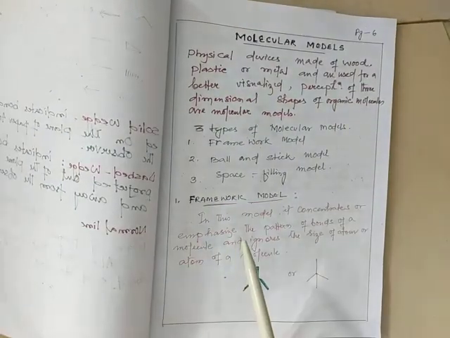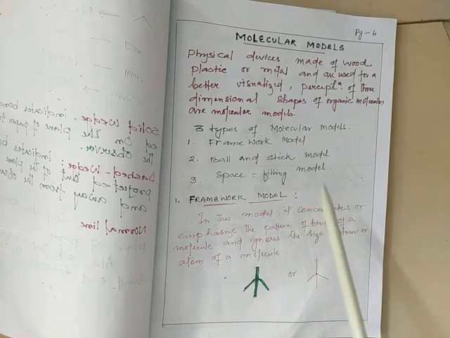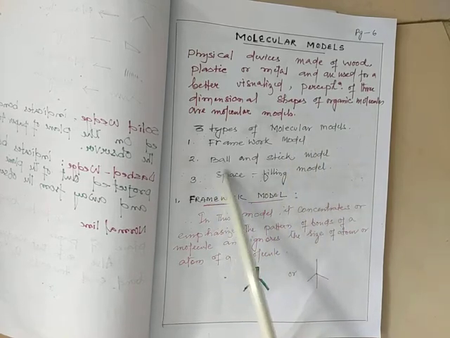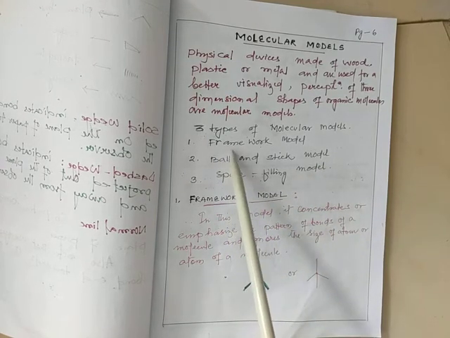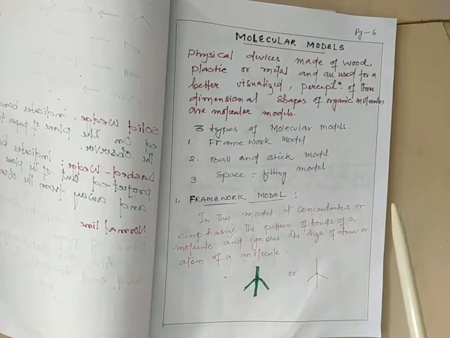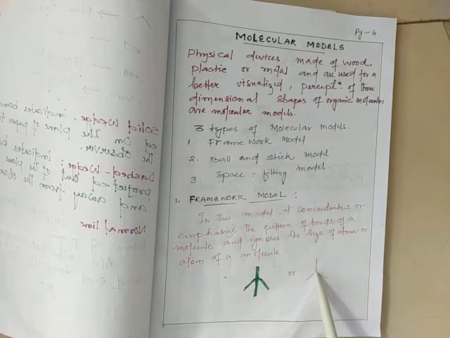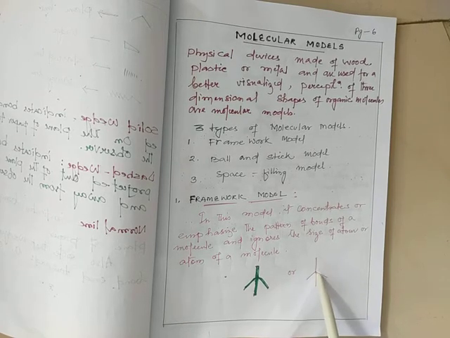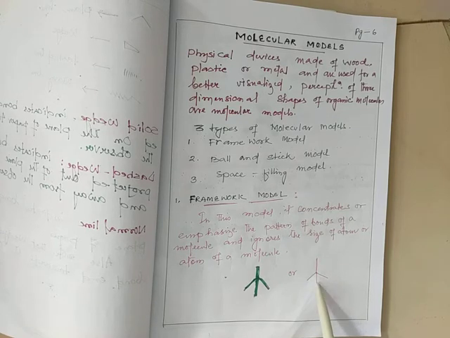Now next one is the molecular model. In these molecular models, three types are there. The first one is the framework model, then ball and stick model, then space filling model. So let's see the first one, framework model. That means if we see this one, we just say tetrahedral. Now this tetrahedral shows just like a skeleton type only. Now here one line is there, then another line is there, then this one line is there. So this is a frame only. In another way, we say that is a skeleton form.